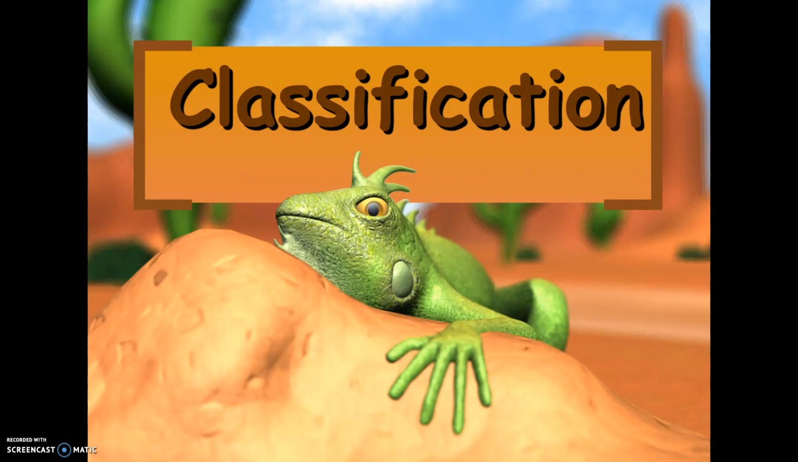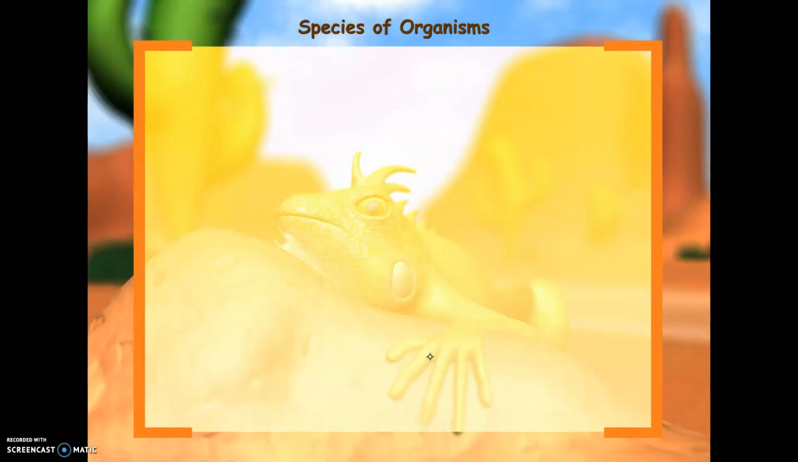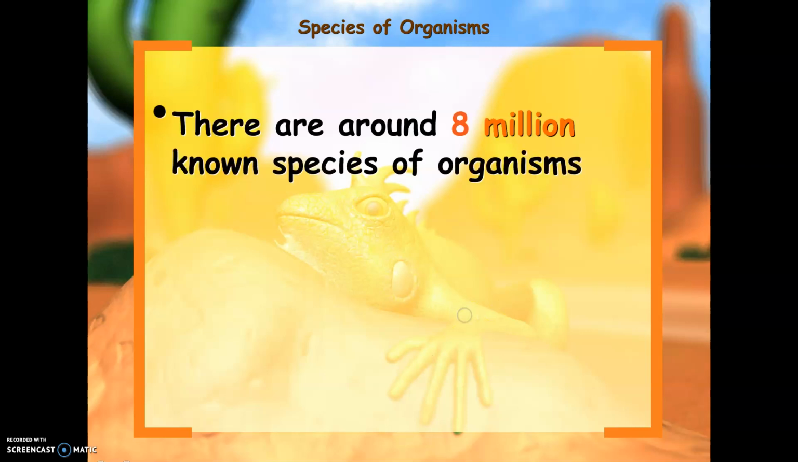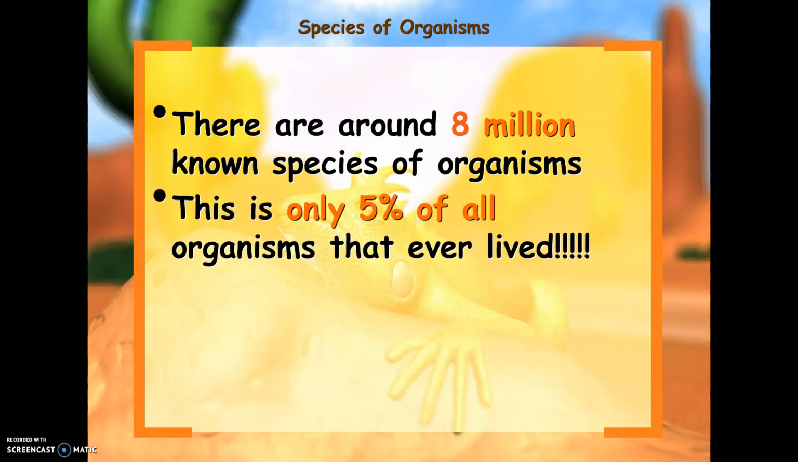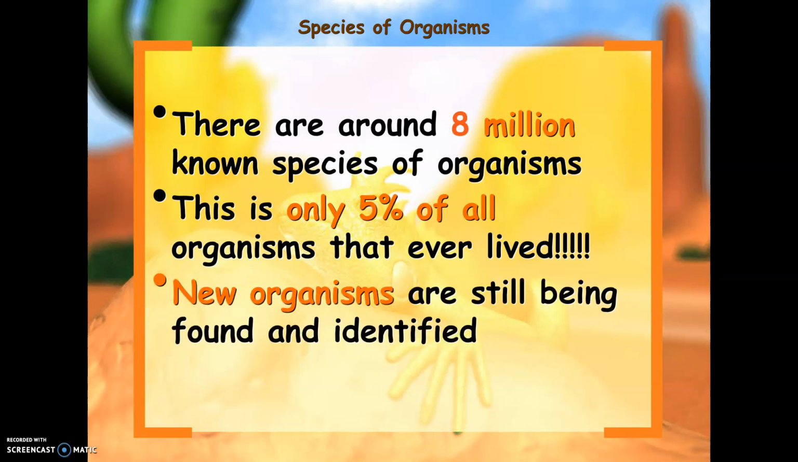Alright, in our new chapter, we are going to be talking about classification or taxonomy. This is basically how organisms are put into categories or groups. There are about 8 million known species of organisms, and that's only about 5% of what has ever lived, because remember, we have a lot of organisms that are extinct. Not to mention that there are organisms that we still haven't discovered in places like the deep ocean or the rainforest. There are organisms that we find that we didn't even know existed.